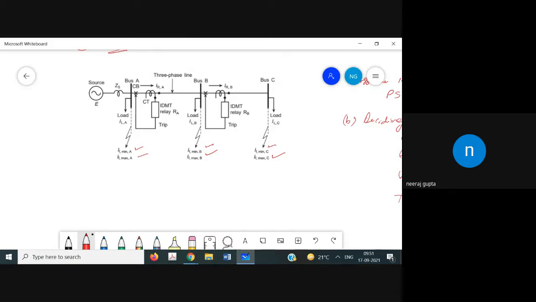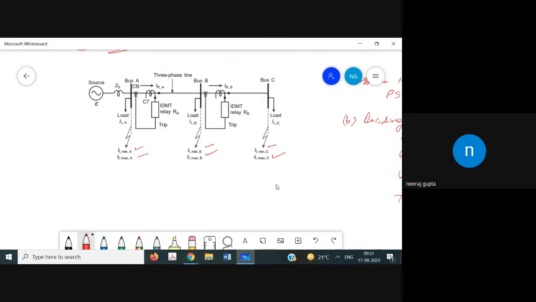It means that if we are using a computer, we have to develop a computer algorithm to automate the task in the case of a large system. If we have a large system, then that can be automatically taken care of by the algorithm. So this is how the setting of this particular relay can be done.